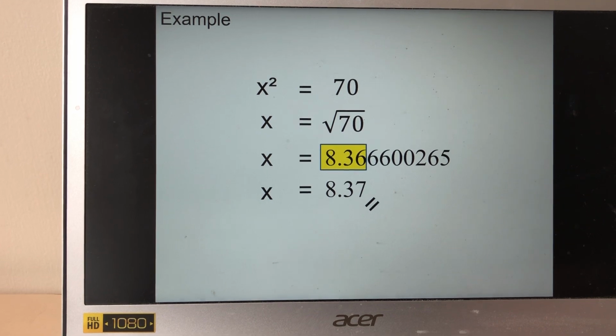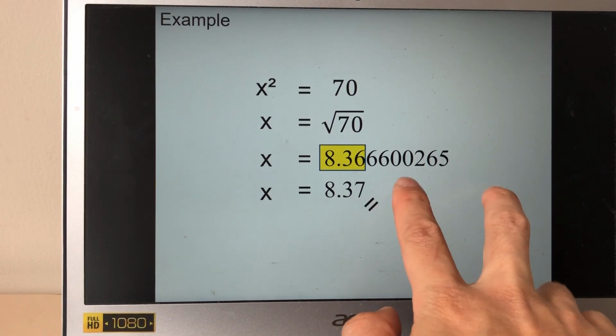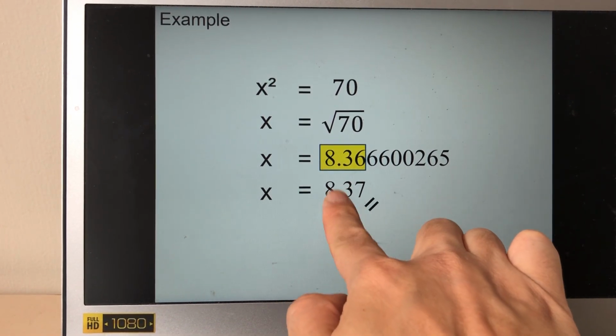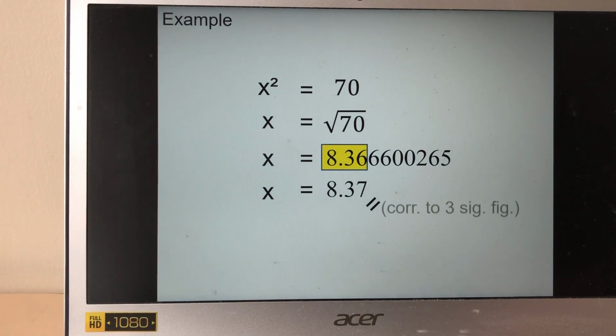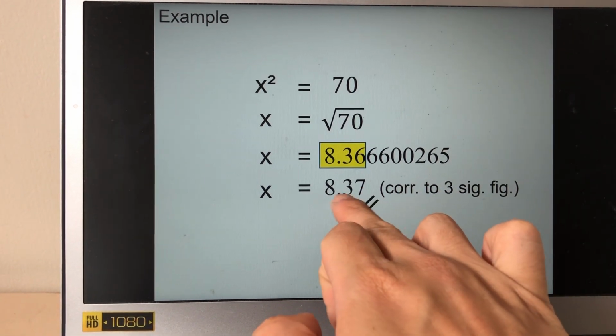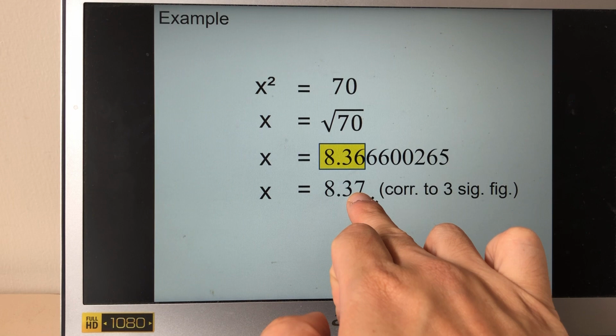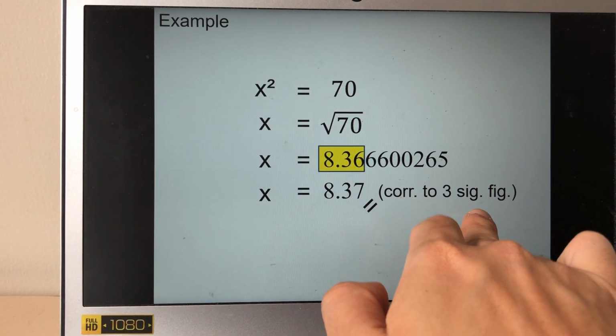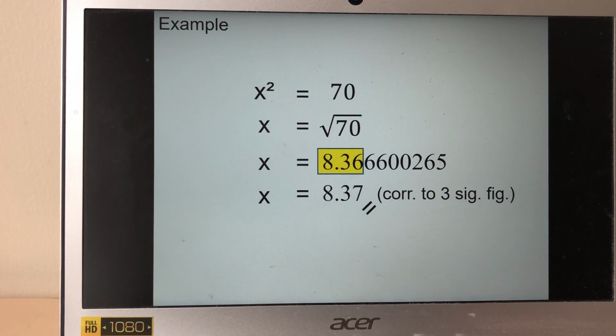Anything else that I should put? Yes, you have to tell people how accurate your answer is. Your answer is accurate to the third number, corrected to 3 significant figures. Okay?